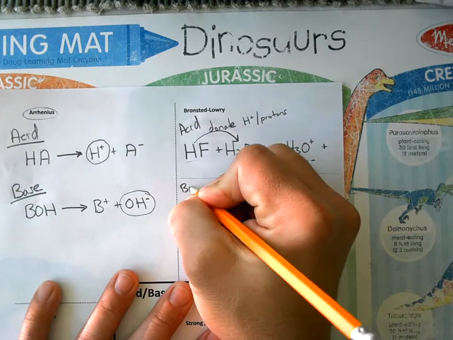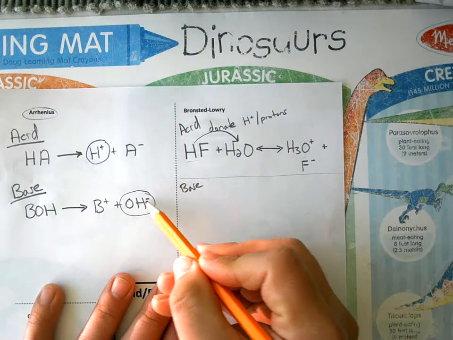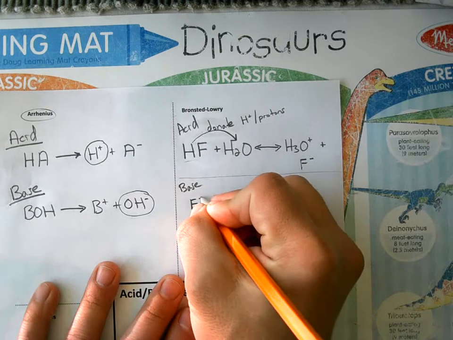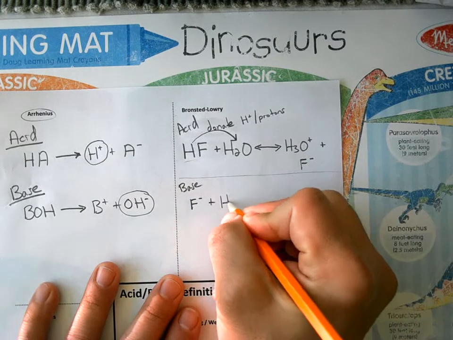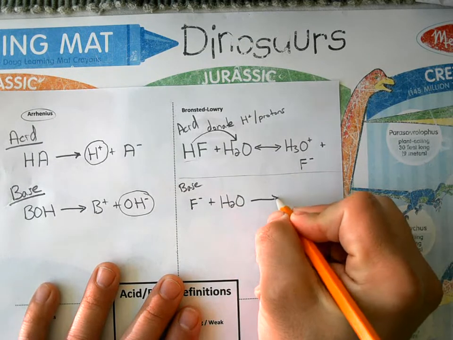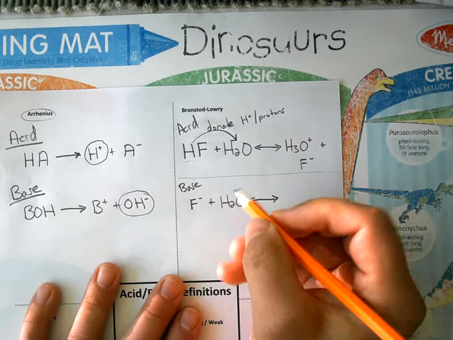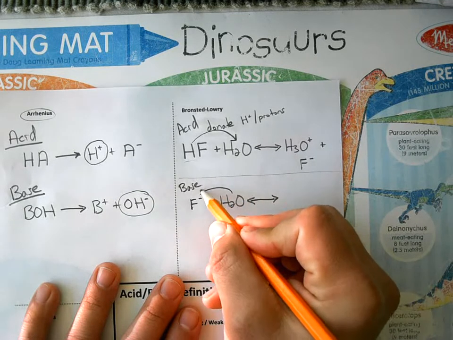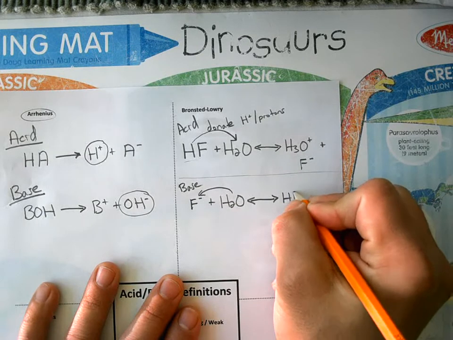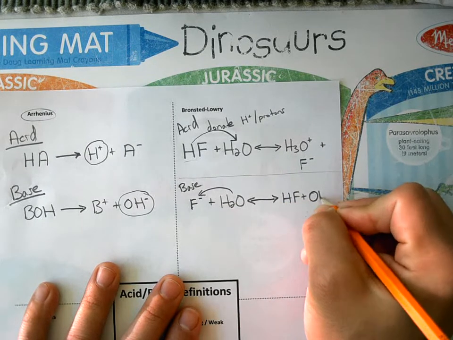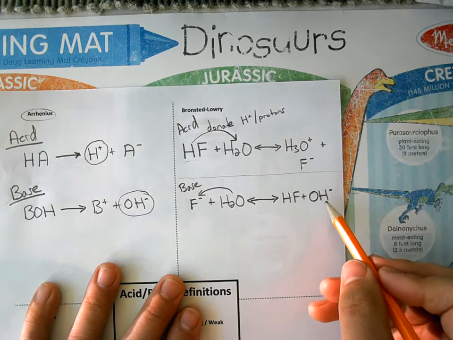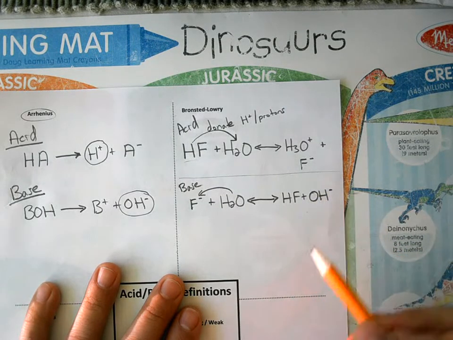So what about a base here? Again, we're forgetting about the OH for a minute. What happens if I have F minus reacting with water? And you're like, oh, I don't see an OH here. Well, let's see what happens. This time, the arrow is going to go like this. We're going to get HF over here, and now we're going to get that OH minus kicked out. So just like the Arrhenius definition, it is producing OH minus in water.